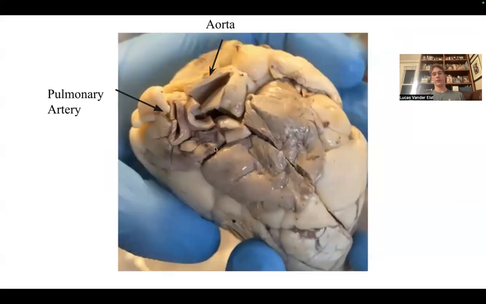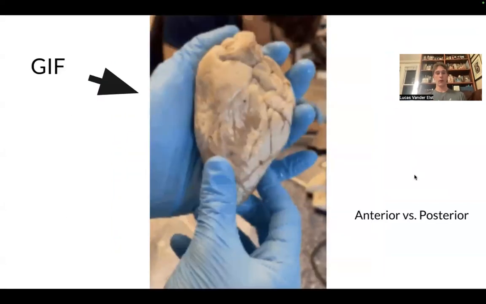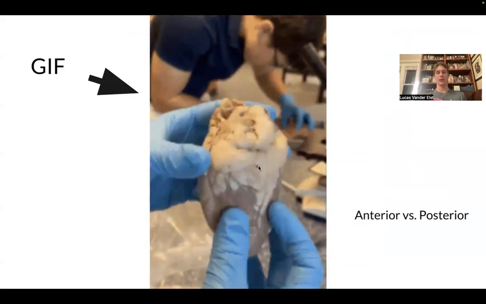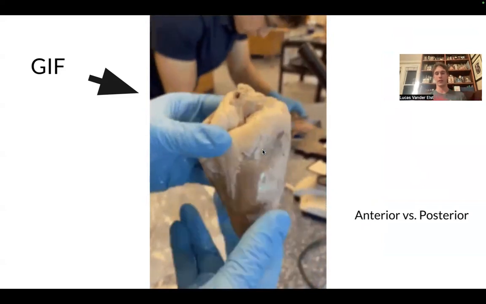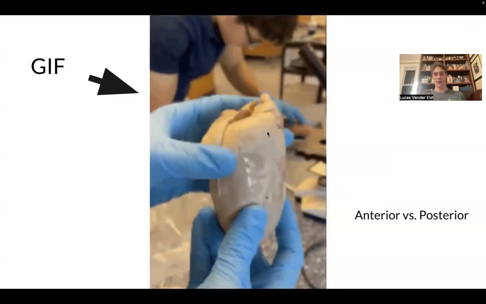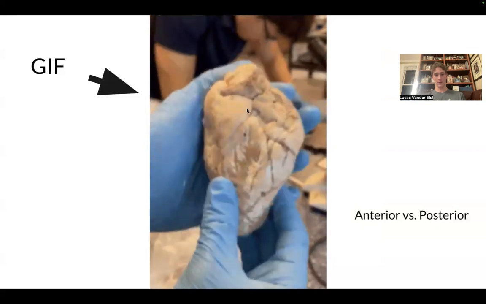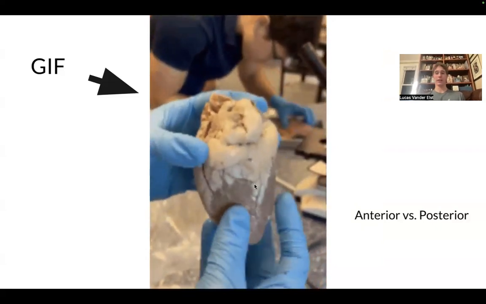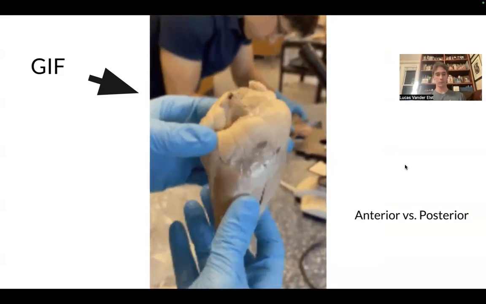Okay, perfect. So this is another view of the heart. We're looking down on it, and this is the pulmonary artery and the aorta right here. I'll talk a little bit more about those real soon. This is a GIF of the anterior side. Now we're going to the posterior side. I'm twisting it. You can see Mateo in the background, and I cut down the middle. This is the septum right here. This gives a nice 360 of the heart.